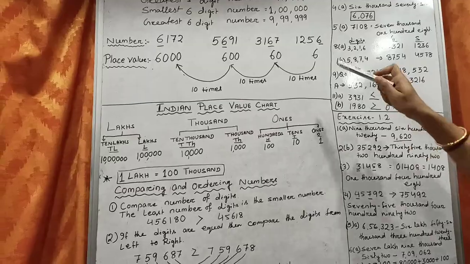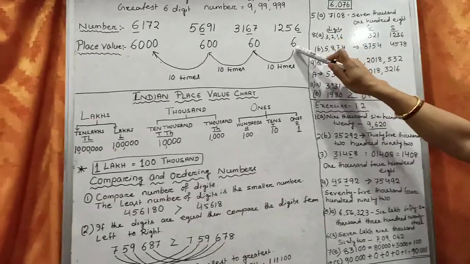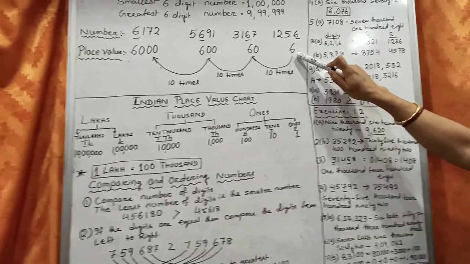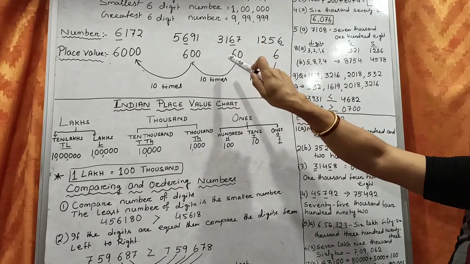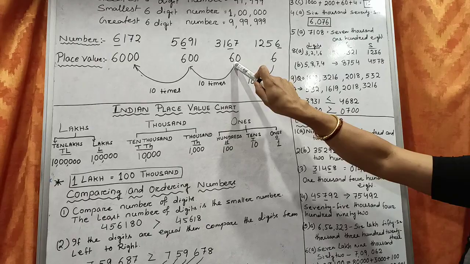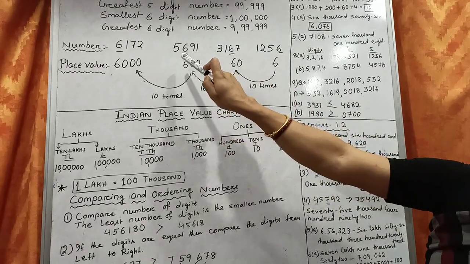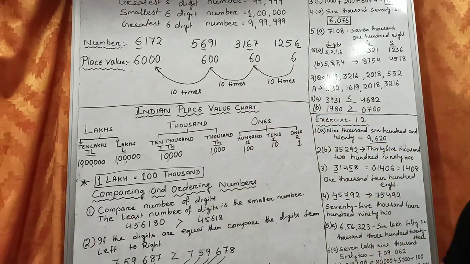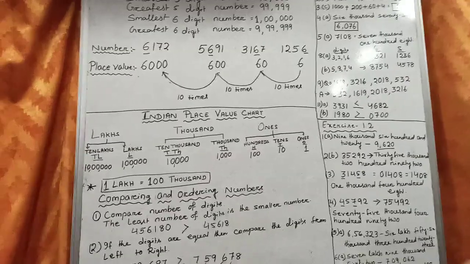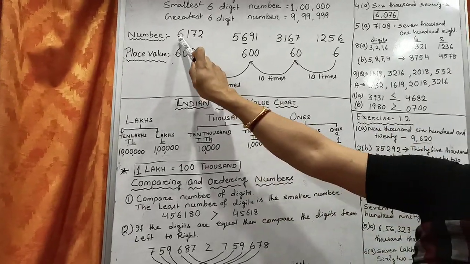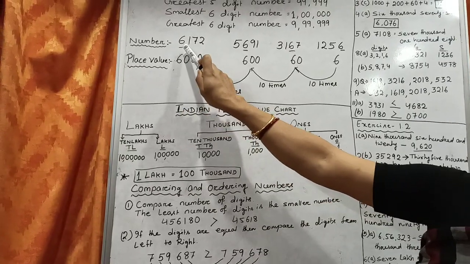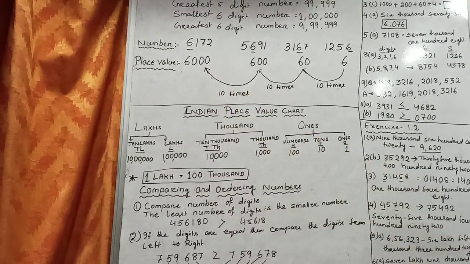So place value of this 6 is 6 because 6 is in ones place. Place value of this 6 is 60, 6 into 10, 60. Place value of this 6 is 600 because 6 is in 100 place. Place value of this 6 is 6,000 because 6 is in 1000 place.